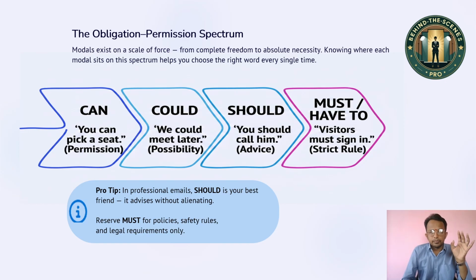Is it clear? You can pick a seat, where we are giving the permission. We could meet later. Here we are showing the possibility. You should call him. We are giving advice, and visitors must sign in. It is a strict rule. If we use the same example again, visitors can sign in. We are giving the permission to visitors to sign in. Even if they don't, there is no further action described in the sentence.